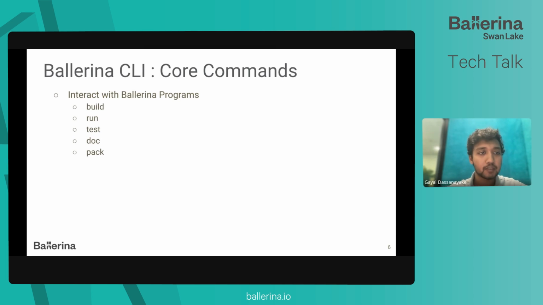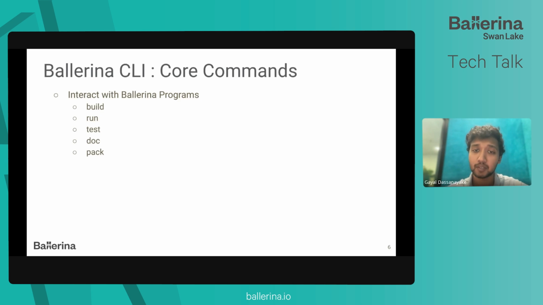So the first type of commands is the core commands. These commands are helpful when you are interacting with Ballerina programs. The first command that we have under this category is the build command, which will compile and create an executable jar, which is standalone so that you can run it anywhere. And then you have the run command, which not only compiles but also executes the Ballerina program.